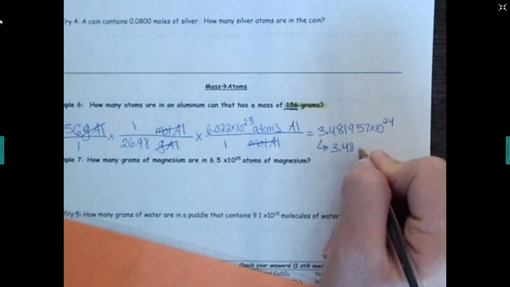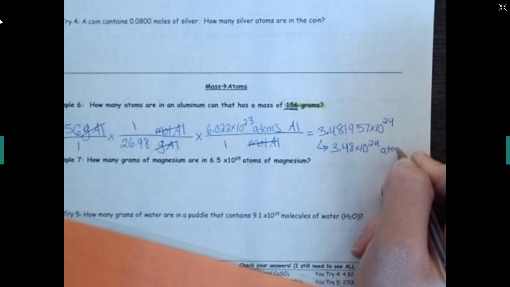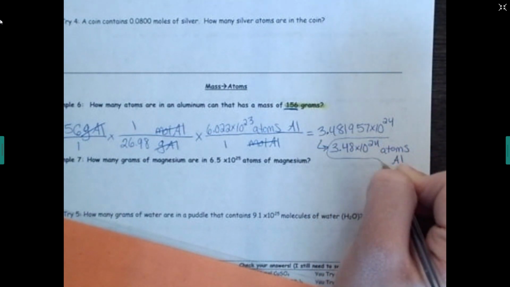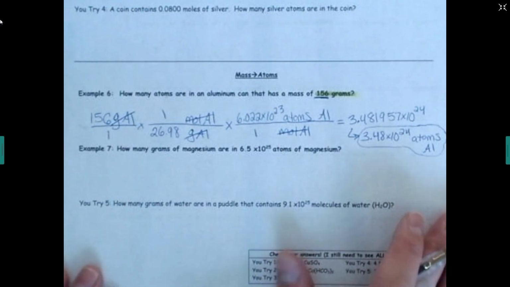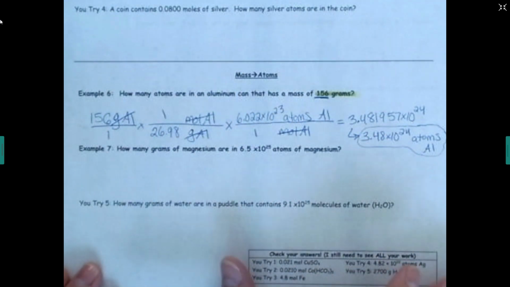Okay, let's see how many sig figs do we need. We need 3 sig figs. So I'm going to round this to 3.48 times 10 to the 24th atoms of aluminum. Kind of cool, huh? You can calculate exactly how many atoms of aluminum are in your soda can if you weigh it first. Or I should say, find the mass of it first. Okay, one more example.